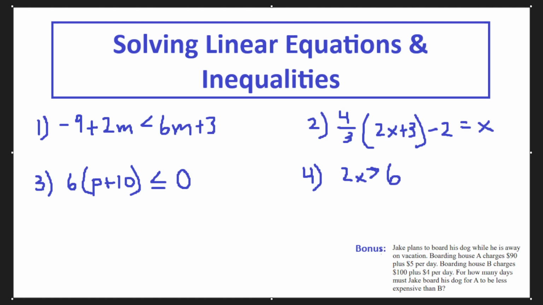And then we have a bonus question, which you'll need to use an inequality to solve it. So let's get started with the first question.